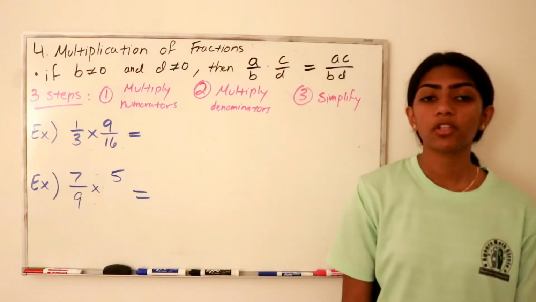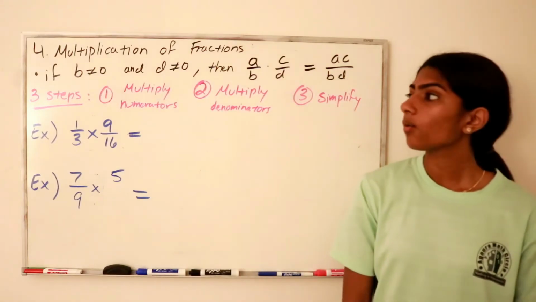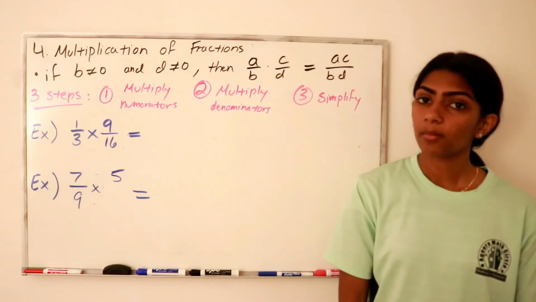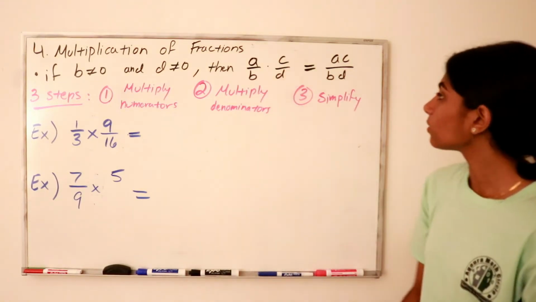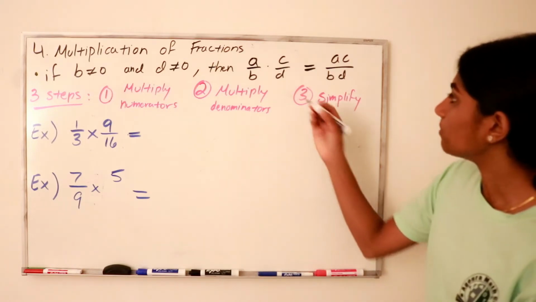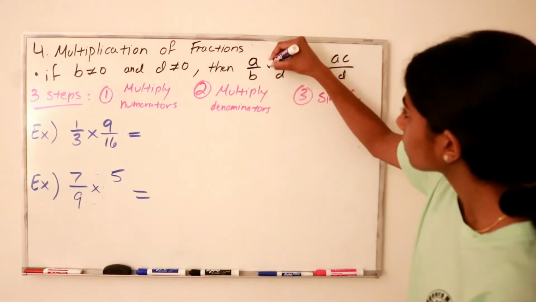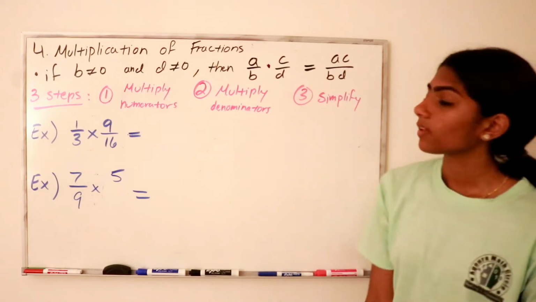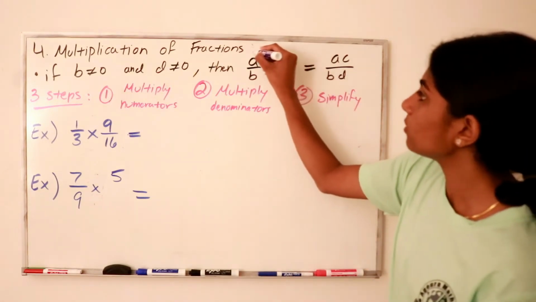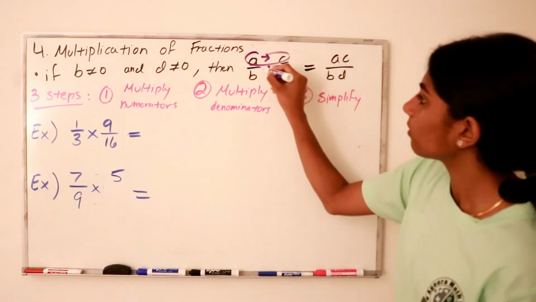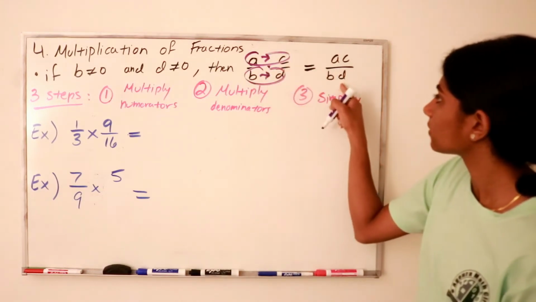Next, let's go over multiplication of fractions. So, if we let b and d equal non-zero numbers, then a divided by b times c divided by d equals a times c over b times d. So what you're basically doing is multiplying the numerators straight through and multiplying the denominators straight through.